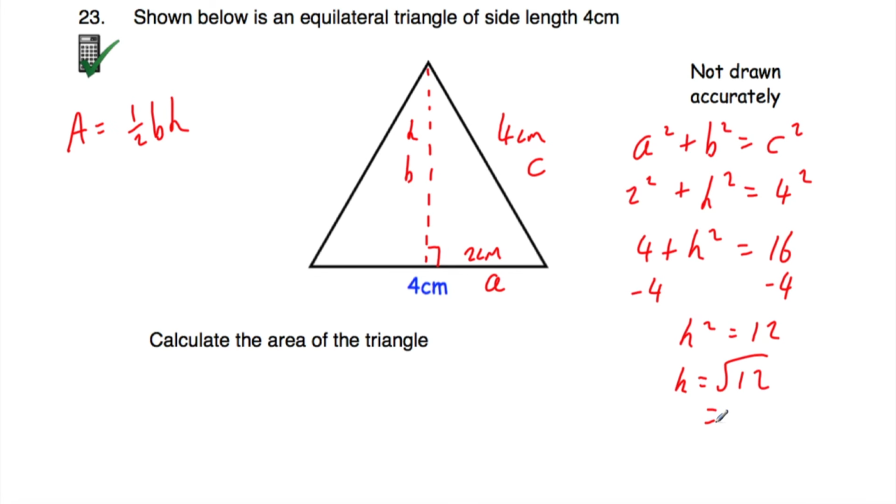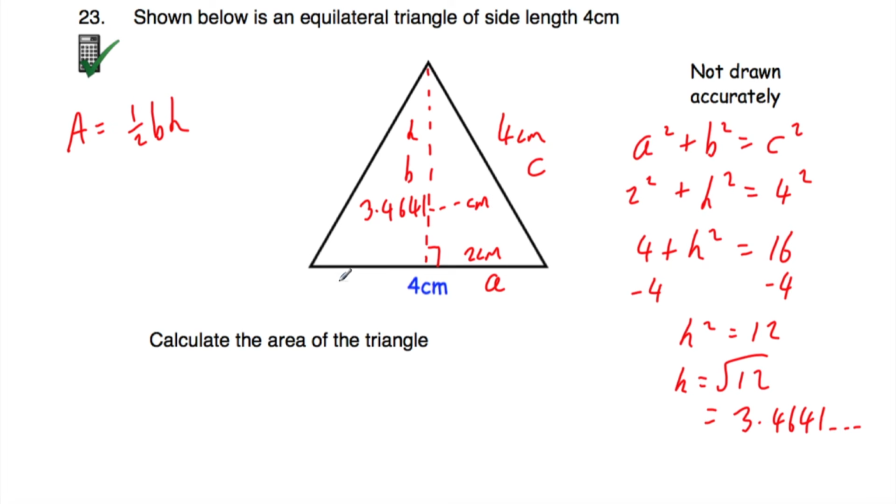And the square root of 12 will be 2 root 3 or 3.4641 and so on. And so we now know the height of the triangle is the square root of 12, or 2 root 3, or 3.4641 and so on centimetres. We can now find the area of the triangle. Actually, let's just label that as 3.4641 and so on centimetres. That's the height of the triangle.